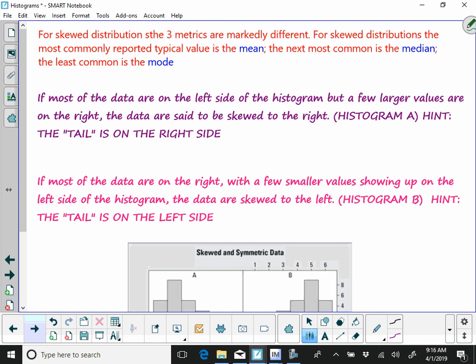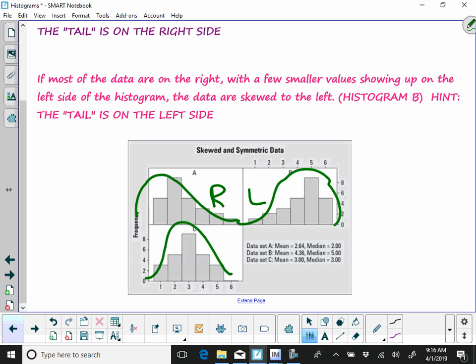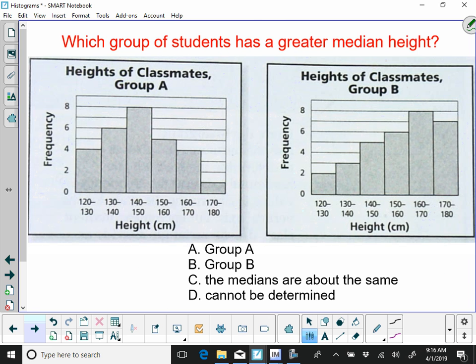Okay. If most of the data is on the left, large values on the right, the data set will be skewed to the right. The tail is on the right side, or the tail is on the left side. Okay. So like right here, that's skewed to the right. This one's skewed to the left, and this one is normally distributed. Okay. All right. What's this one? Right. What's this one? Left. This one? Left, and this one? Right. Okay. So that's all you're doing there. Pretty easy. It's just which side is the tail on.